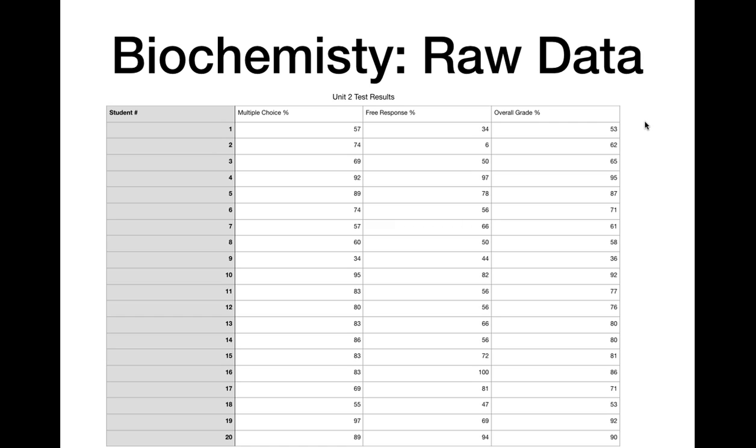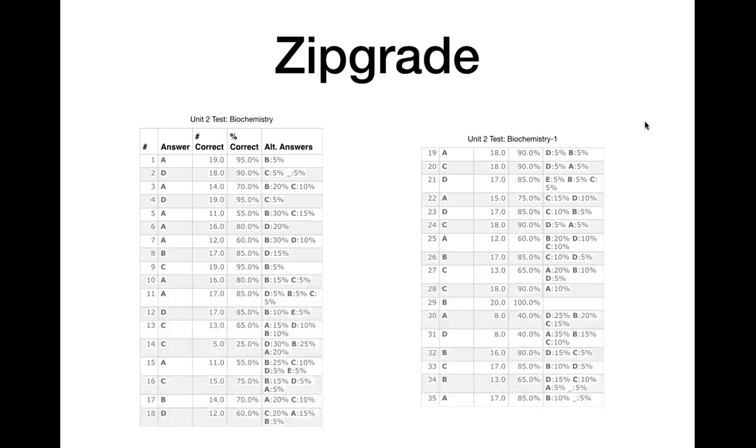But the way I broke up the raw data was by multiple choice percent that they earned on the multiple choice, the percent earned on the free response, and then the overall percent grade. Keep in mind, multiple choice and free response are not split 50-50. So the overall grade represents how they were distributed within the test, not a 50-50 split between them. And then as you can see, the student number, 1 through 20, there were 20 students in my class that took this test, so that's where that came from there.